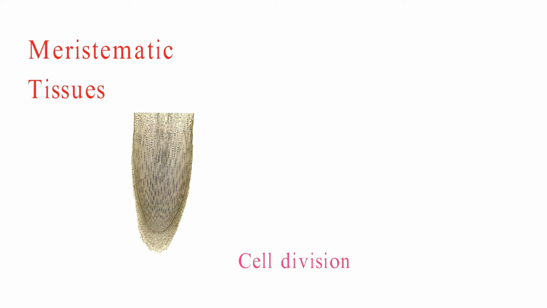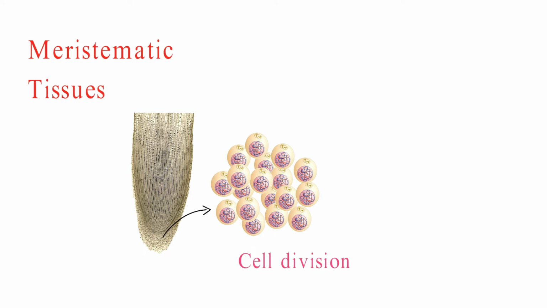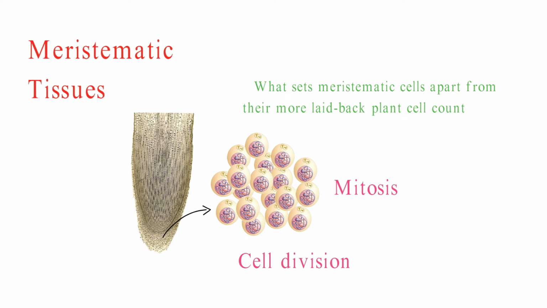Let's uncover the secret behind meristematic tissues' power. Cell division. These remarkable cells are like perpetual motion machines, constantly undergoing mitosis and giving birth to new cells. Here's a question for you: what sets meristematic cells apart from their more laid-back plant cell counterparts? Let's explore the two flavors of meristematic tissues: primary and secondary meristems.